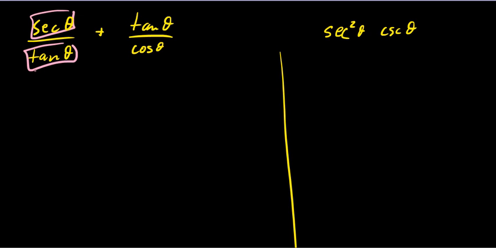Into sine over cos. And you can divide out common factors. What you can't do is this. You cannot do tan and tan. You can't do that because they're not factors, they're added. Right? So we can't do that.